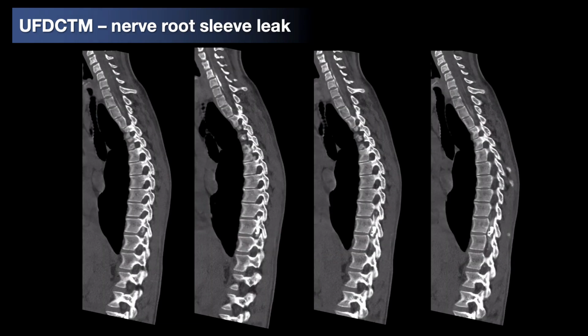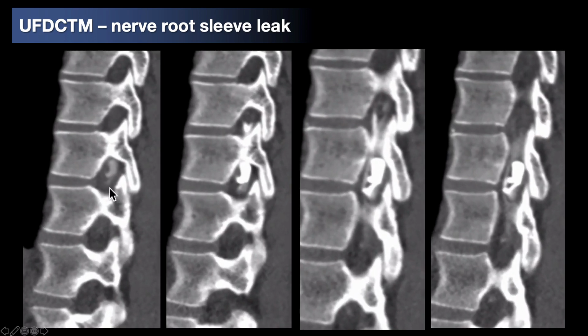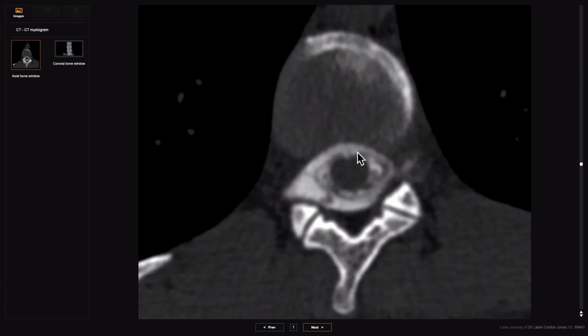You can also use ultra-fast dynamic CTM to look for nerve root sleeve leak. So here we've got progressive runs, run 1, 2, 3, 4 from an ultra-fast. And what we can see on consecutive passes is that there's contrast accumulating in that right T11, T12 neural foramen. And what we can see here on the axial images is extensive opacification of a circumferential epidural collection outside of the dura in the thoracic spine.